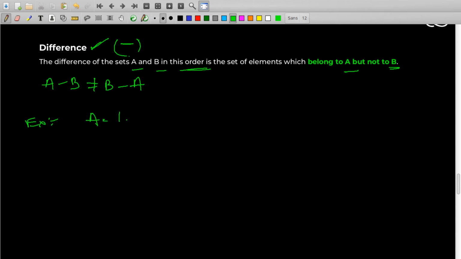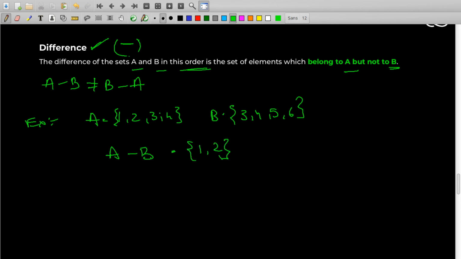If A is equal to {1, 2, 3, 4} and B is equal to {3, 4, 5, 6}, then A minus B will be removing the B elements from A, which will be {1, 2}. So 3 and 4 are there in B also, so these elements won't be there in A minus B. And B minus A will be B elements, removing the elements which are common with A. So that will be {5, 6}, as you can see.